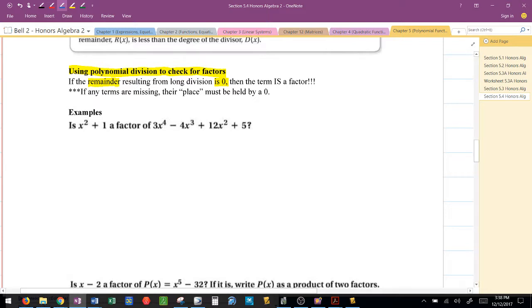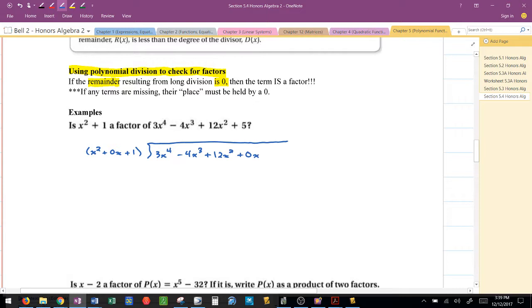They are now going to ask us, is x squared plus 1 a factor of this quartic polynomial? Here's how I'm going to set it up. I have x squared plus 0x plus 1. I have to hold that place. And I want to see, does that divide into, whoa, that was ugly. Let me try that again. Does that divide into 3x to the fourth minus 4x to the third plus 12x squared, but I notice, wait a minute, I'm missing some things.